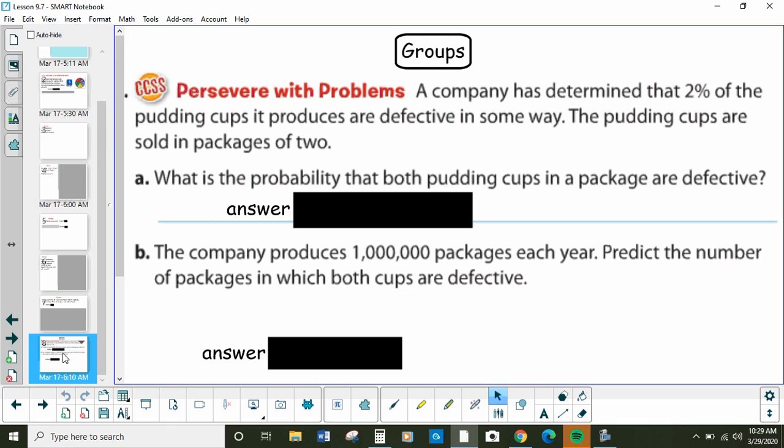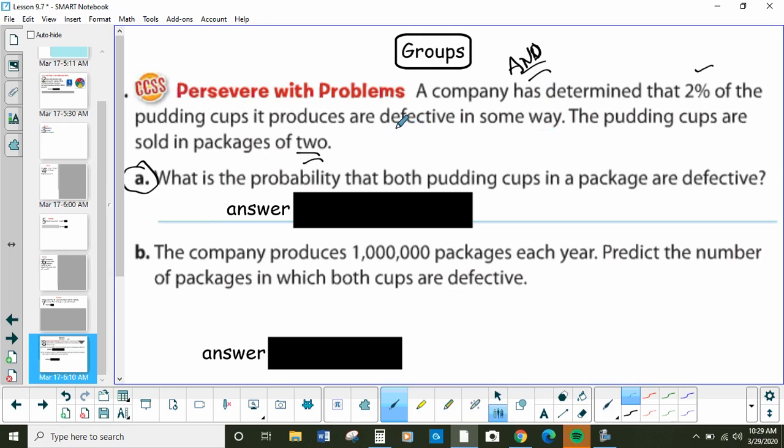All right. So the question they're asking us, the first part right here, is: what is the probability that both packages are defective? And it says up here, a company has determined 2% are defective. So if we're going to do this 2 times, we want something to happen, and then we want it to happen again. This is another "and" question, isn't it?